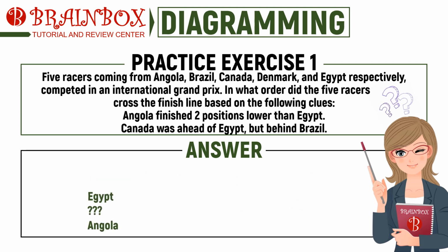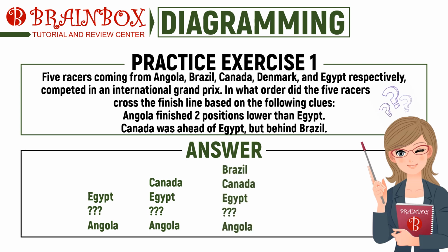Time is up. From the first clue, we know that Egypt finished ahead of Angola by 2 positions, and that there is 1 racer between them. The second clue tells us that Canada appears above Egypt, so let's write that down. The second clue also tells us that Canada is behind Brazil, so let's reflect that on our diagram.